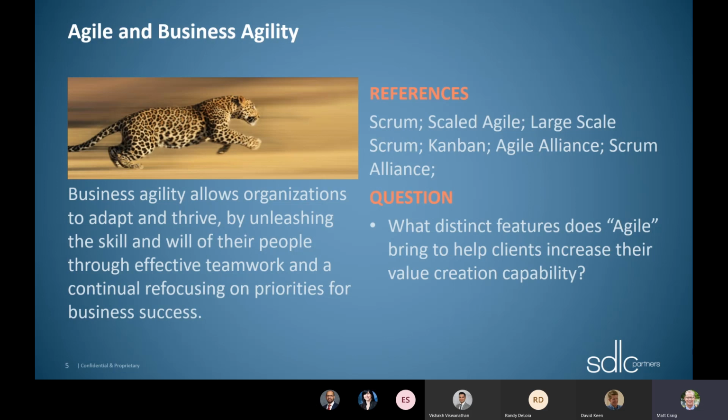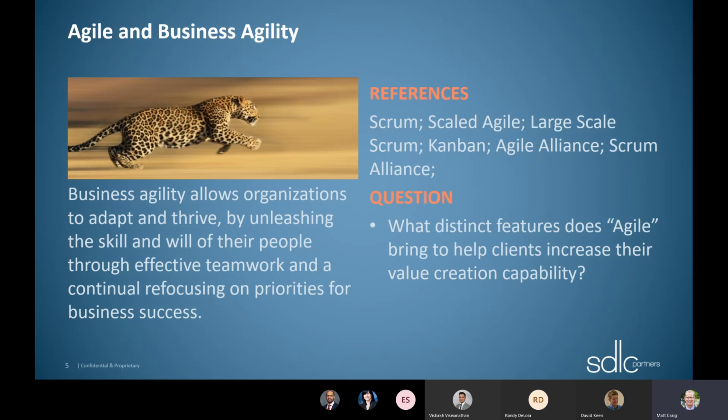Obviously, we don't see here software development. Yes, many companies have used it for improving software development practices, but agile can be used for so much more. I've put in some very brief references here to agile topics such as Scrum and Scaled Agile, and organizations like the Scrum Alliance or the Agile Alliance that people could look to for more information.